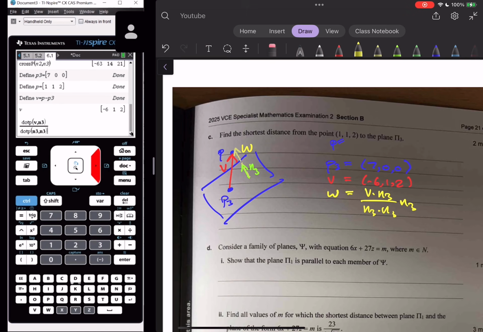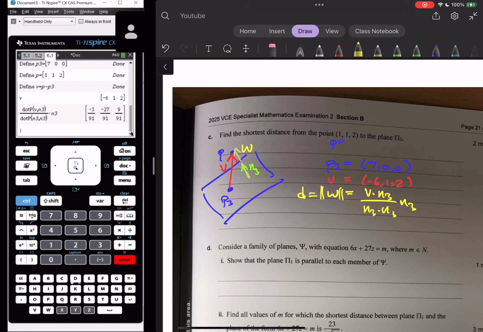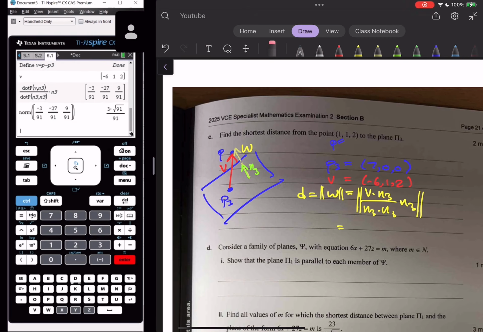N3, and then another N3, and it gives me whatever this vector is, and then the distance, let's call it D, is just going to be the length of this vector, which works out to me, if I compute the norm now, it's just going to be 3 root 91 on 91.